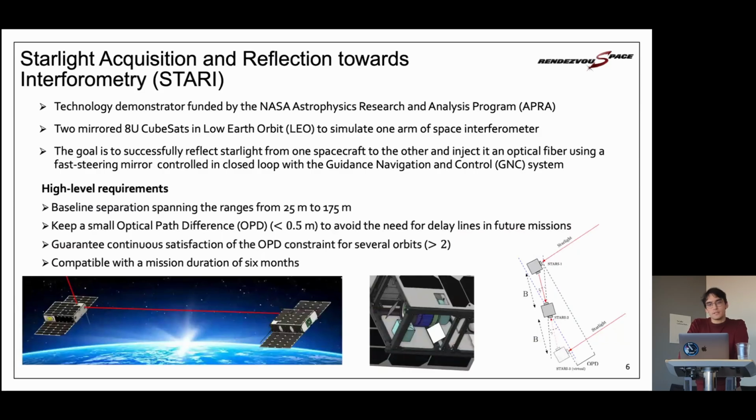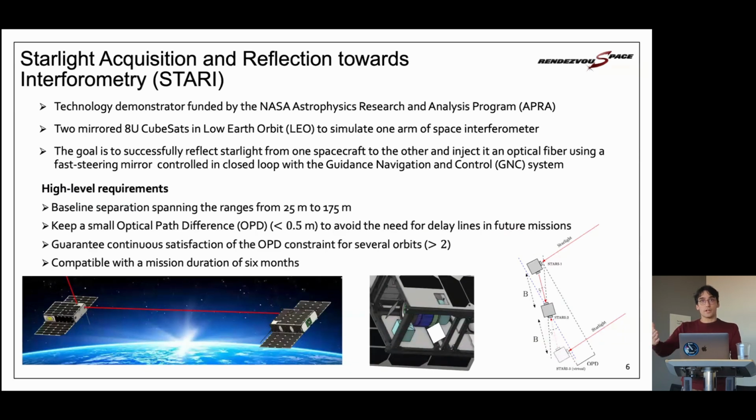We need to maintain baseline separations that span between 25 meters and 175 meters. The main objective, from at least a GNC perspective and a mission design perspective, is to keep an optical path difference below 0.5 meters to avoid the need, in a future interferometer mission, to have a delay line on board. Essentially, this means that we want the two spacecraft to operate on a plane that is always perpendicular to the star direction.